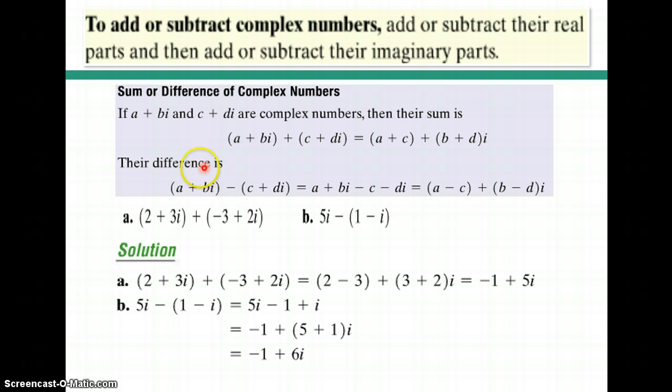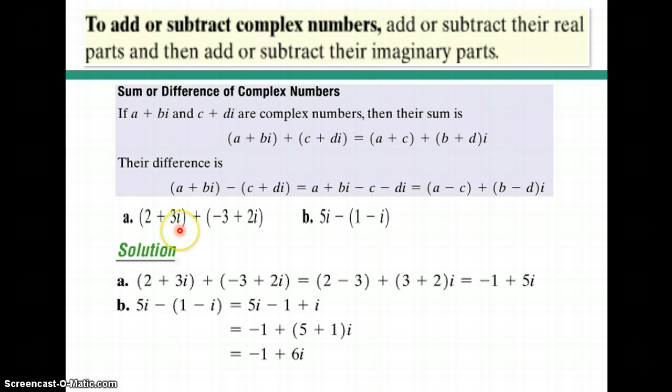To subtract the complex number c plus di from a plus bi, we have to subtract the real part c from the real part a, and the imaginary part di from the imaginary part bi. So we have (a minus c) plus (b minus d) times i.